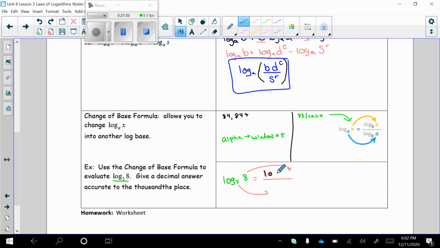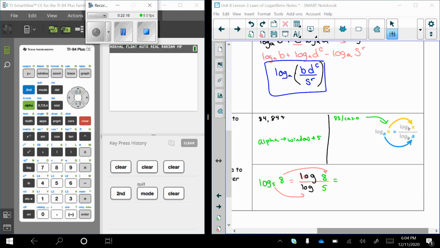log of 8 divided by the log of 5. And again, I'm just using base 10 here. You can use natural log of 8 divided by natural log of 5, and it will work out just the same. Okay, so I'm going to pull up my calculator.